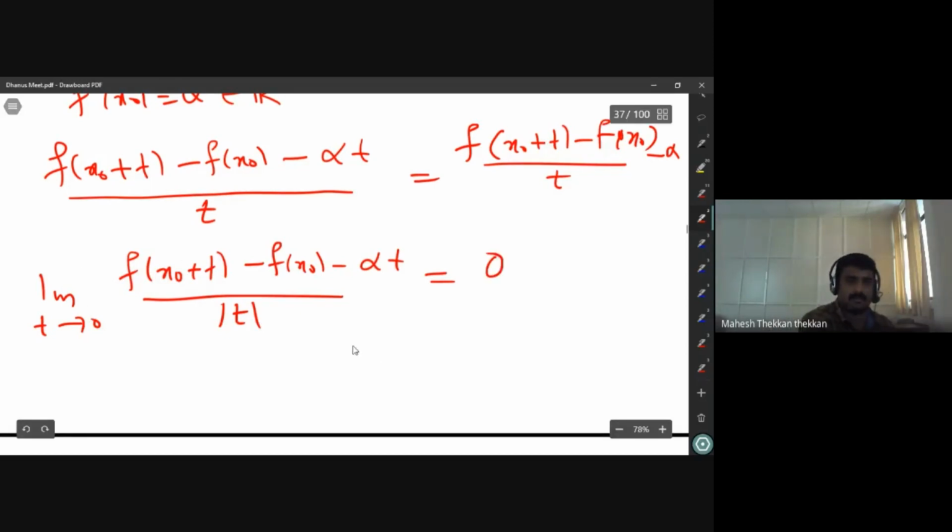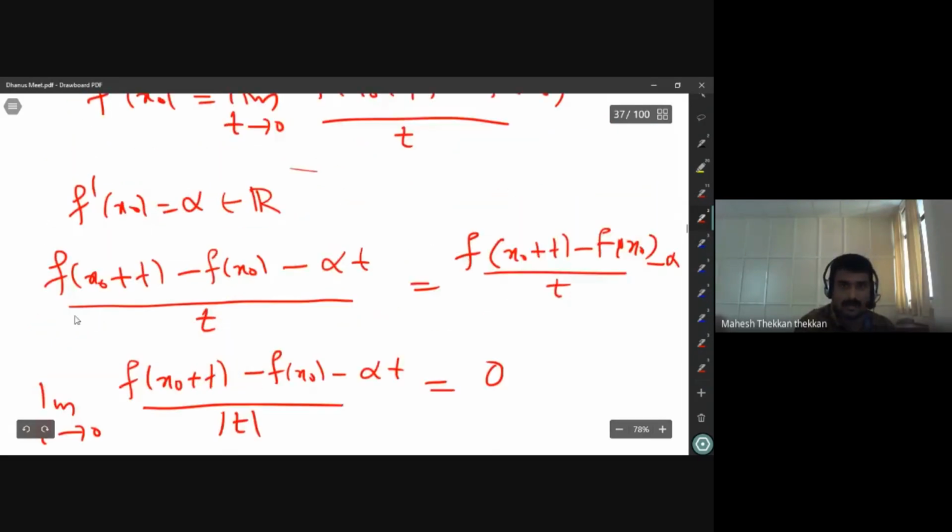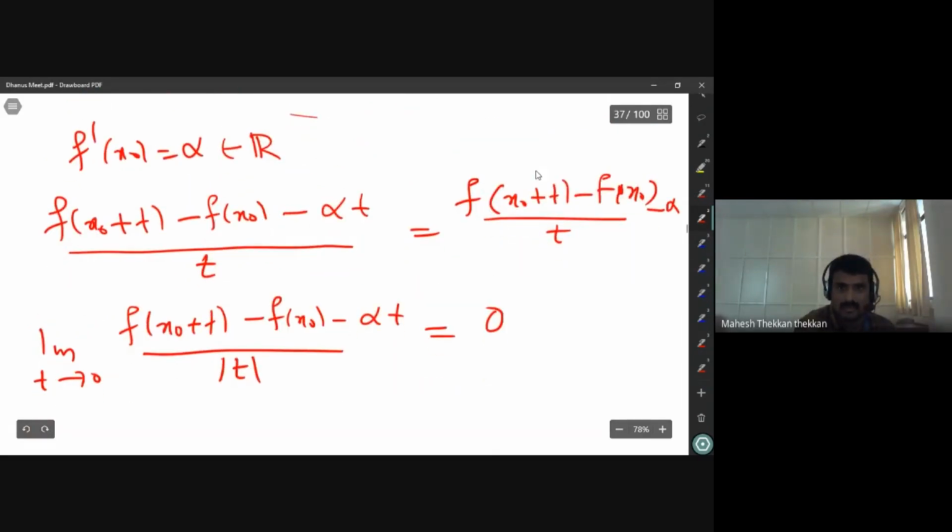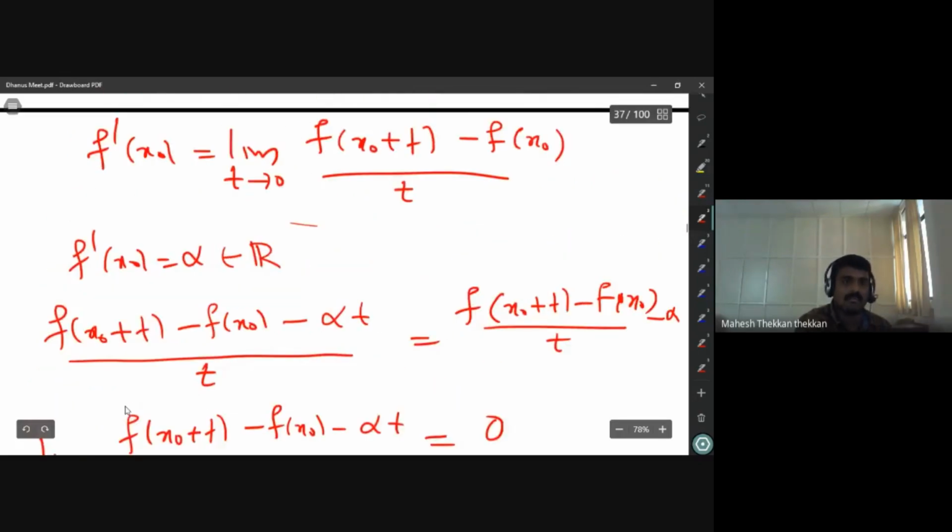So what does it actually say? Why is it 0? This first term is nothing but f dash of x naught. I have taken alpha as f dash of x naught, so here I will get alpha minus alpha. That is why it is 0. Now, using this, I will rewrite the definition of derivative as follows.